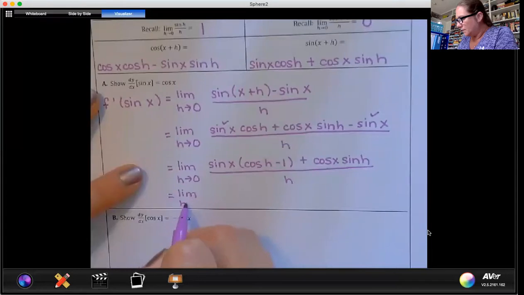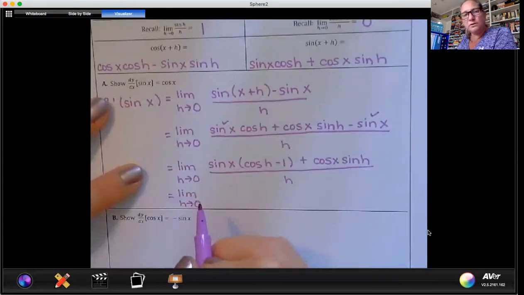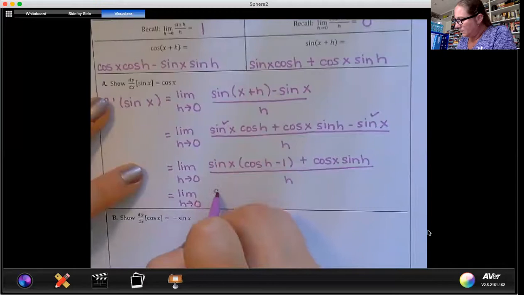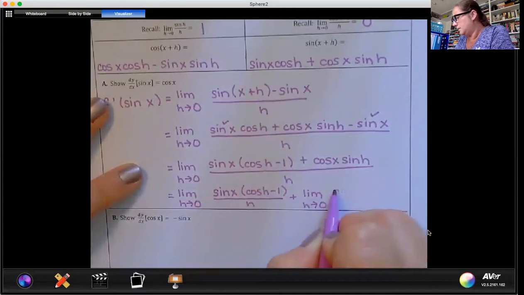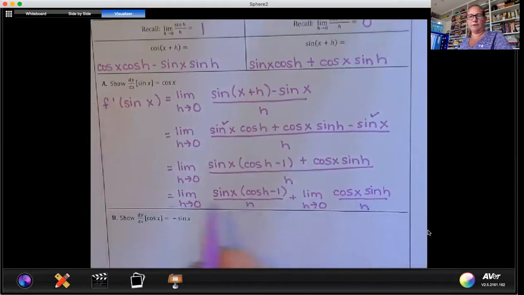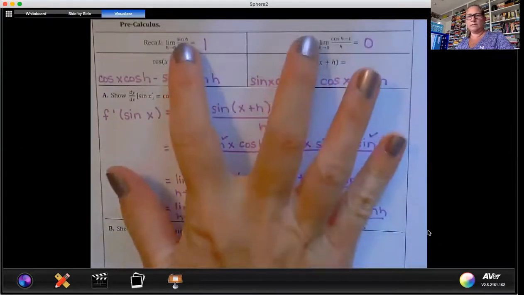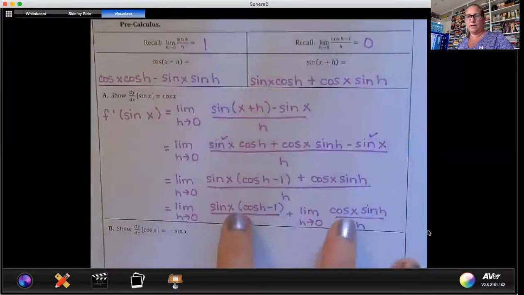The limit as h approaches 0. Remember, we're proving that the derivative of sine is cosine. So sine of x times cosine of h minus 1 over h plus the limit as h approaches 0 of cosine of x sine of h over h. And I want you to look at that last line we wrote for just a minute and think about how we can take these two trig limits and use them here to do our last step.